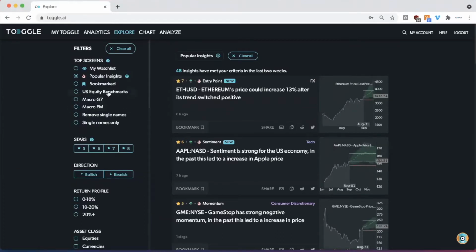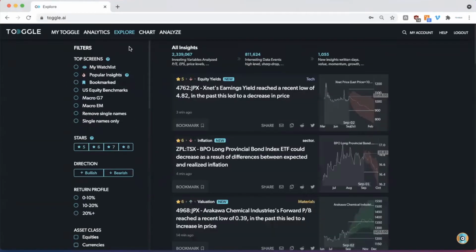Other filters are US equity benchmarks, macro G7, macro EM. If you want single names, if you don't want any single names, your filters are right here. Now, if you want to go into a more detailed idea generation process, what you can do is select filters that match your investment style. Stars are basically, you can think of stars as conditions which need to be met. We test all our analysis against 8 different conditions. If it meets all 8 conditions, it receives 8 stars. So you can think of more stars, more robust the insight. The minimum amount of star insight we'd show you is 5 stars, and the max is 8 stars. We'll talk a little bit about what this exactly means in a second.